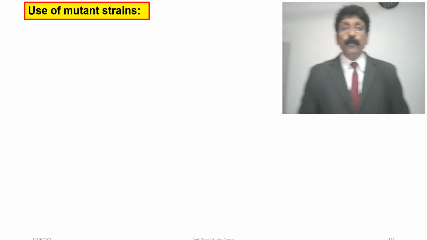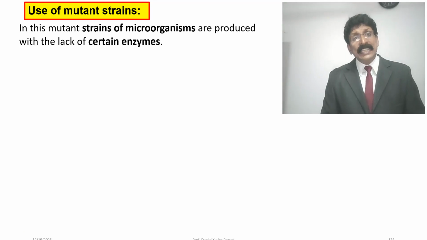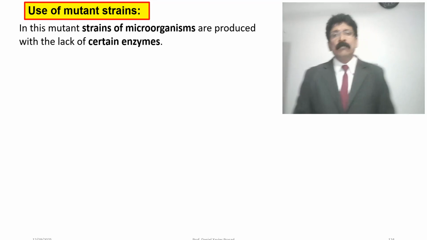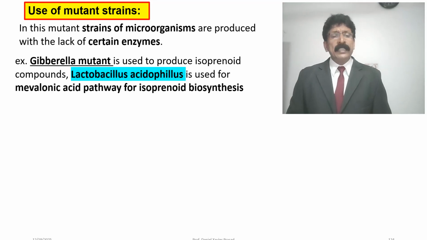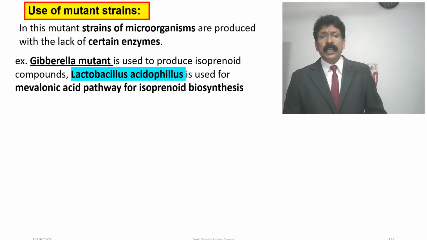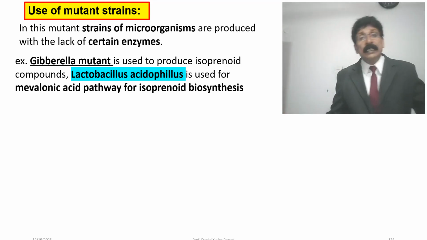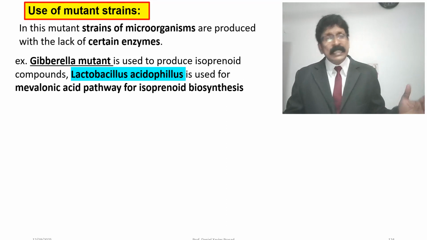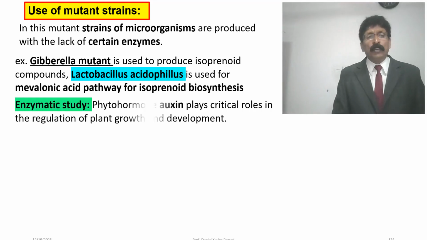Use of mutants or mutant strains. In mutant strains, microorganisms are produced with a lack of certain enzymes. So sometimes the control of the enzyme, for example, Gibberella mutant. Gibberellins, you know, gibberellins and auxins are growth hormones. Lactobacillus acidophilus is used in the mevalonic acid pathway and isoprenoid biosynthesis to produce isoprenoid compounds.